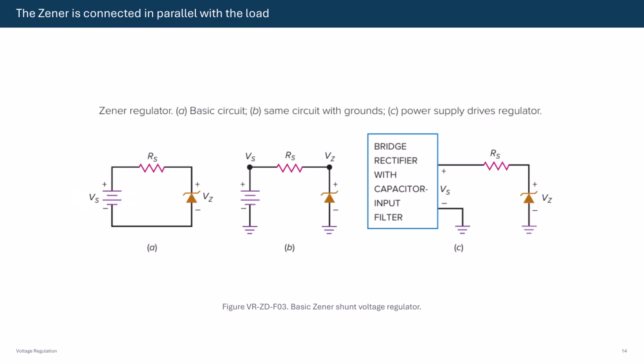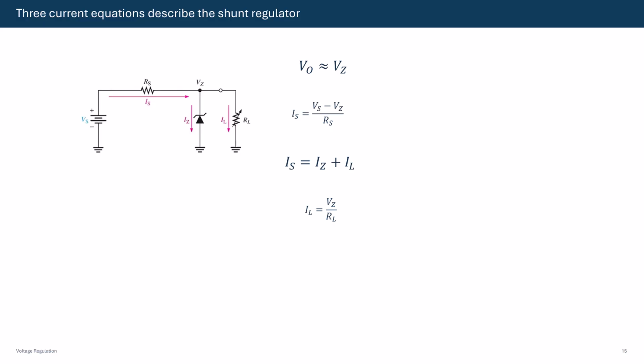The series resistor R sub S limits current from the unregulated supply. The reverse-biased Zener diode is connected across the load RL, so the output is approximately the Zener voltage. Because the Zener and load share the same two nodes, they have the same voltage. The incoming current divides between the load and the Zener. Start with the approximate voltage relation, VO is approximately Vz.